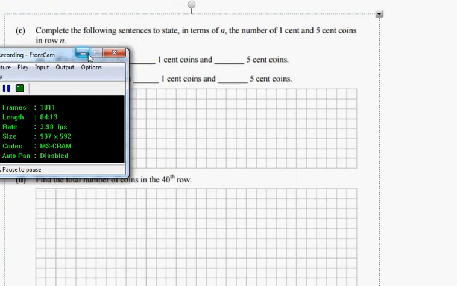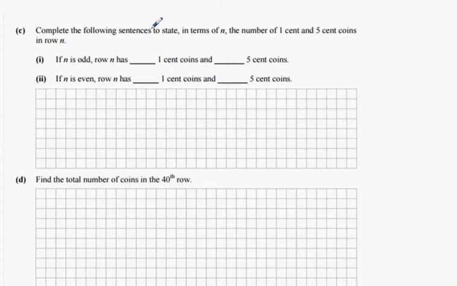Okay, here's the problem. Complete the following sentences to state in terms of n the number of 1 cent coins and 5 cent coins in row n. If n is odd, row n has this many 1 cent coins and this many 5 cent coins, and that's really difficult to do.